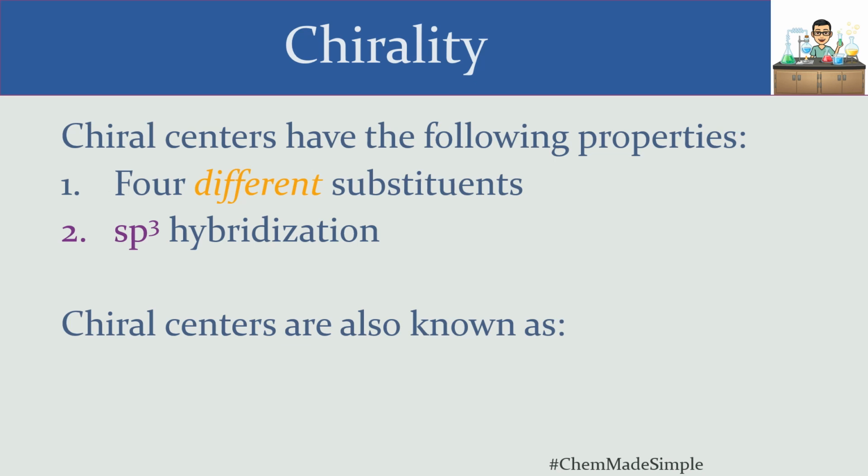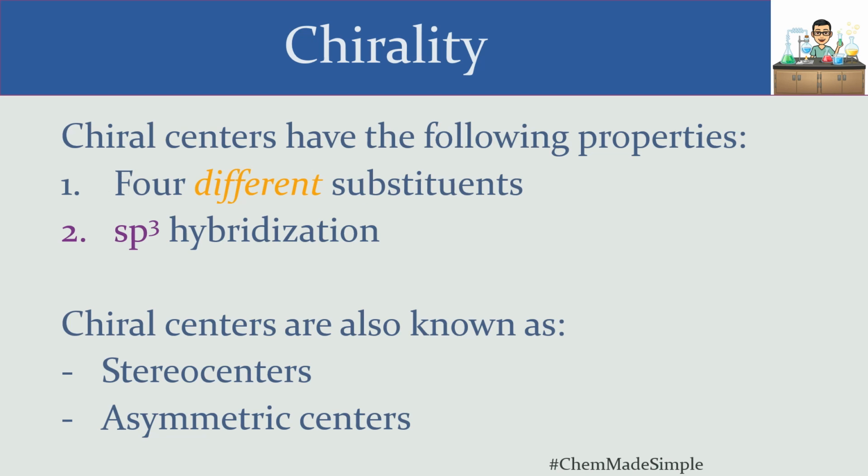So chiral centers, in terms of nomenclature, are also known as stereocenters. So you may see that terminology. Sometimes they're called stereogenic centers as well, but they're also called asymmetric centers. And hopefully that makes sense, because as we've been discussing, symmetry is not conducive to chirality. And so if we're going to have a chiral center, we can't have symmetry, because otherwise our mirror image would look exactly like the original.